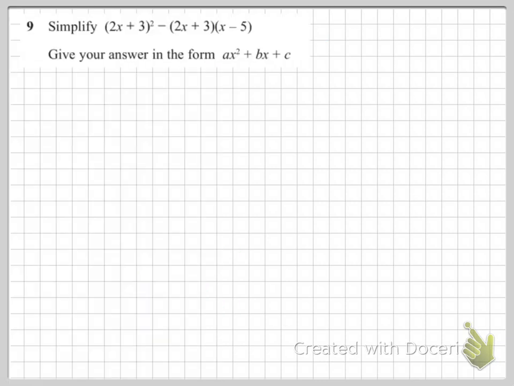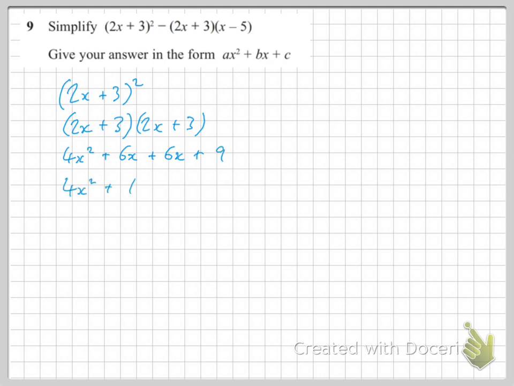Great, let's move on. Question 9. Simplify that thing. Okay, here's my best tip. Simplify the two separate sections and then put them together. So 2x plus 3 all squared is 2x plus 3, 2x plus 3. Expand that using the normal method. And simplify the two 6x's in the middle to 4x squared plus 12x plus 9.